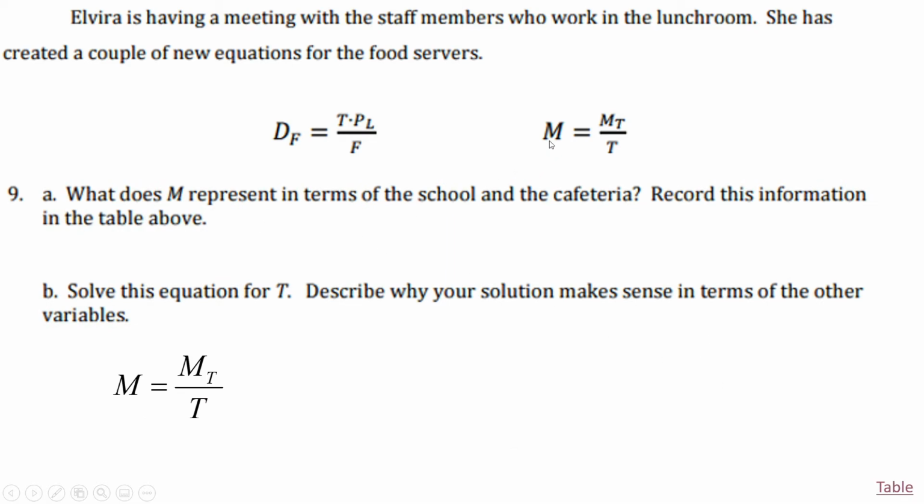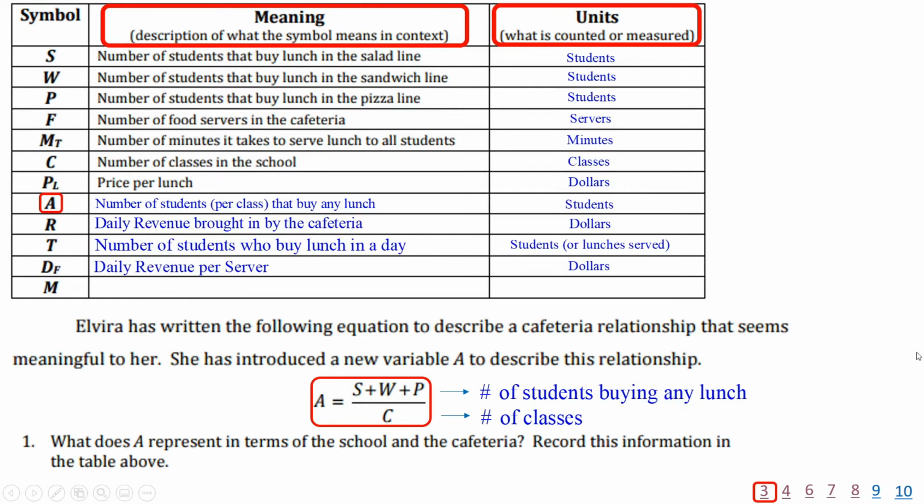Okay, now we're going to do the same thing it looks like with the second equation. M equals M sub T divided by T. So what does M represent in terms of the school and the cafeteria? Record this information in the table. Okay, now M. Well, I'd need to know M sub T and T. Boy, we've dealt with a lot of variables. And M sub T, I better go check my table because I don't quite remember that. M sub T. The number of minutes it takes to serve lunch to all students. Oh, no wonder I don't remember that. We haven't used that one yet.